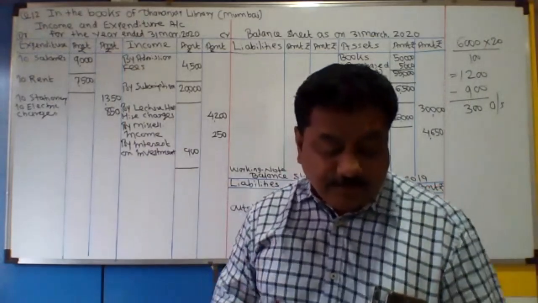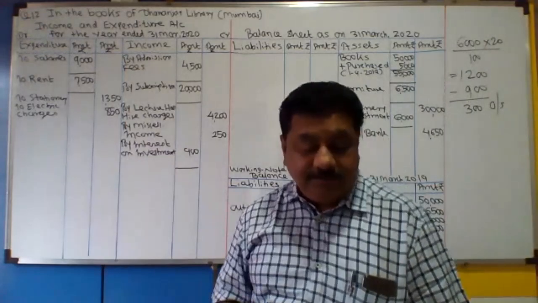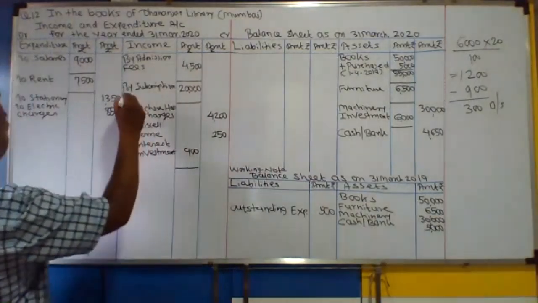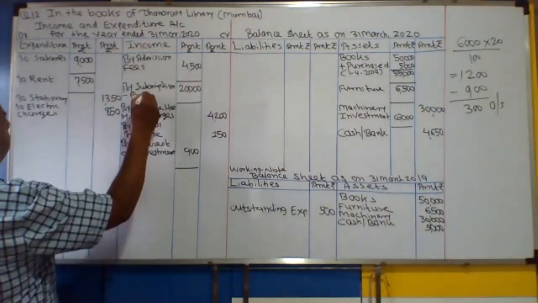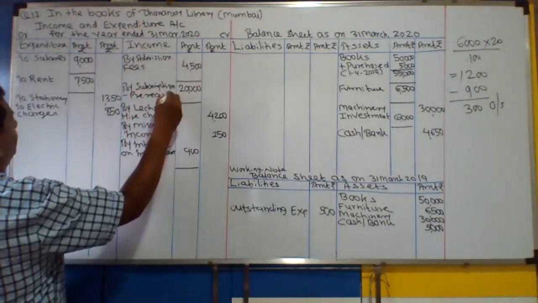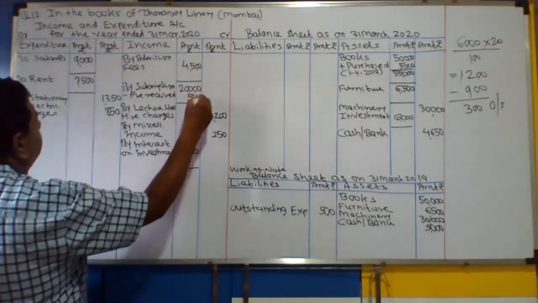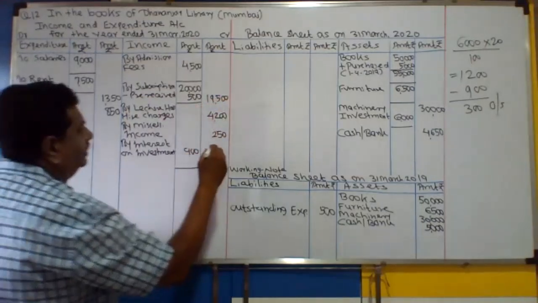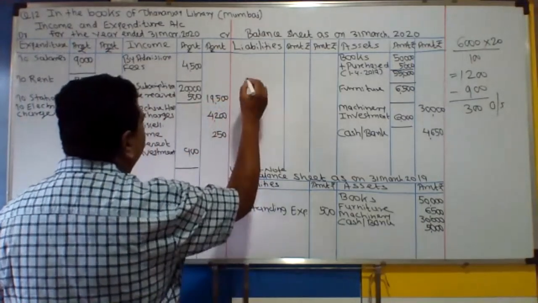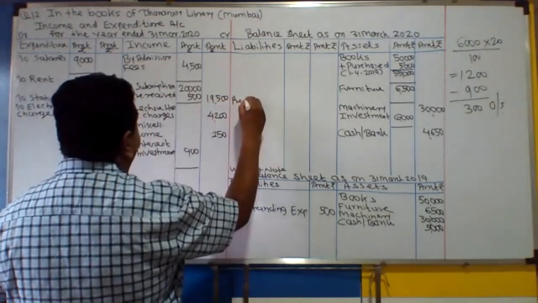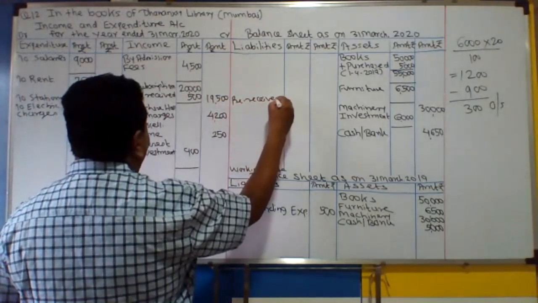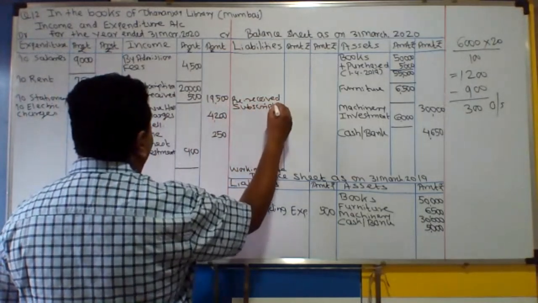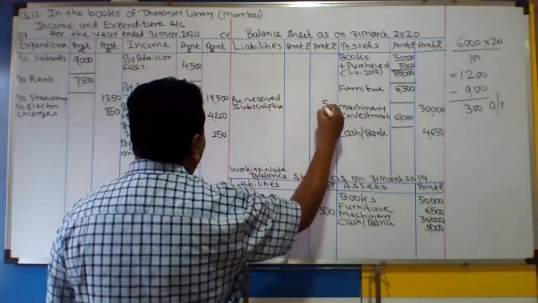Now look at adjustment number 2. Subscription received in advance 500. This is pre-received subscription. Minus from subscription. It is not mentioned when, that means it is for the current year. Received in the current year for next year in advance. Now leaving 4 lines, at least 4 lines, you record the same in the balance sheet liability side. Pre-received subscription, less from subscription, and balance sheet liabilities side.